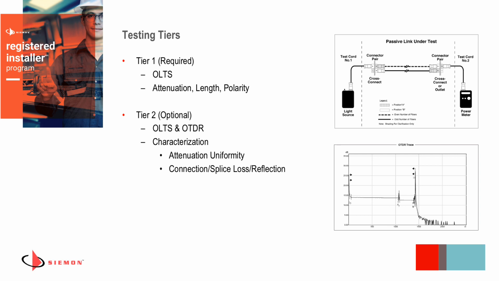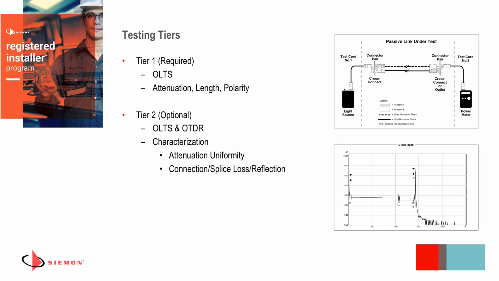Tier 2, which is optional testing, is where you supplement that optical loss test set by introducing OTDR testing as well. And again, that provides characterization of the installed fiber cabling system. And the most important thing to consider for Tier 2 is that you might have a loss budget of 1.5 dB and you test it and you come up at 1.4 and that looks great.